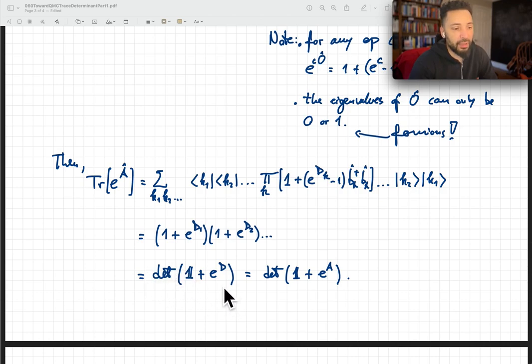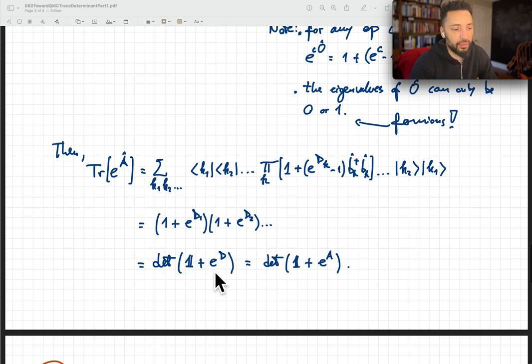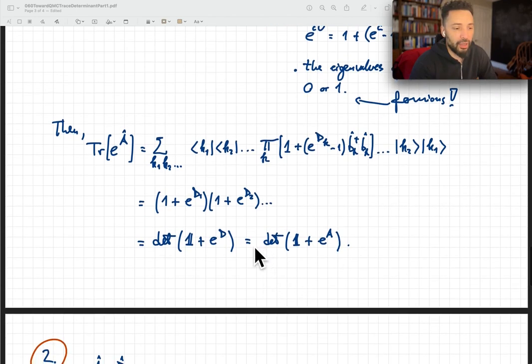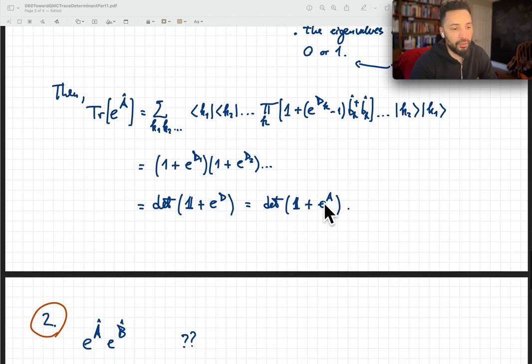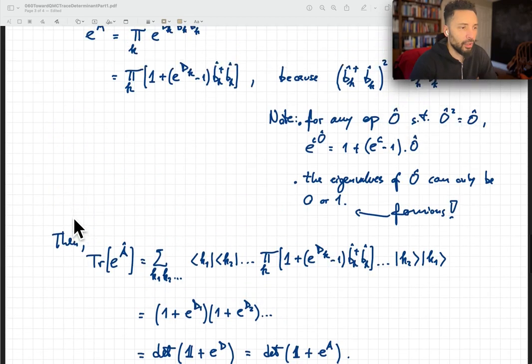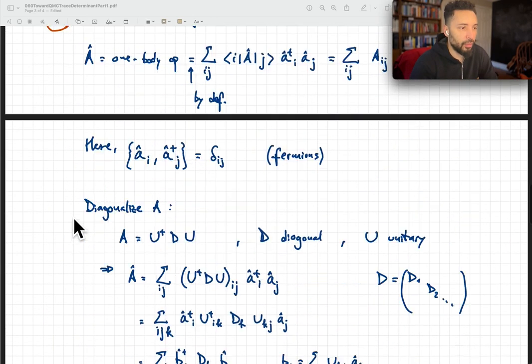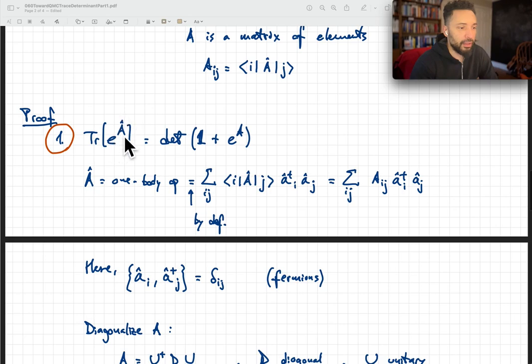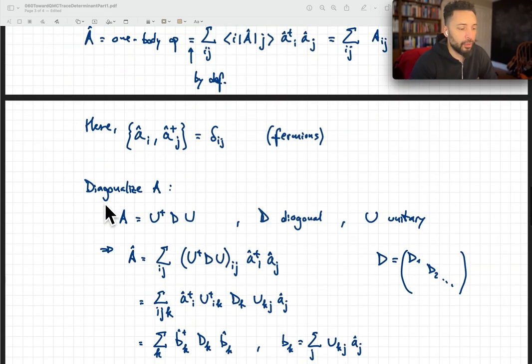Now, one last step is that this e to the d is unitarily equivalent to e to the a, and so we're allowed to replace e to the d with e to the a, and so we have that this determinant is equal to this determinant. And then you have the first part of the proof, that the trace of e to the a operator, where a is a one-body operator with matrix elements a in single particle space, is equal to the determinant of 1 plus e to the a. Now that's the one factor case. So that's a case where we have just one factor e to the a operator, and we want to take the trace of that.